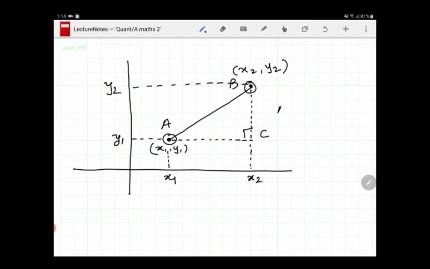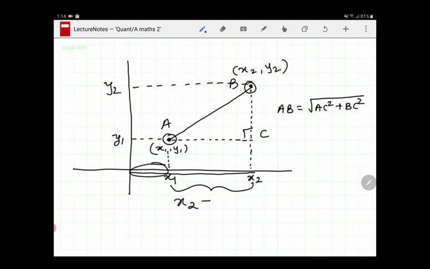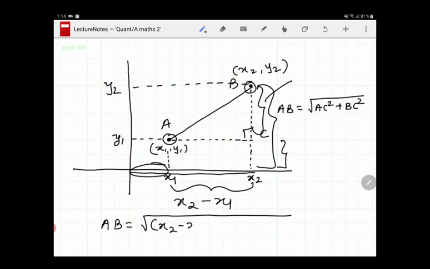Now, the length of AB is given by the root of AC square plus BC square. The length AC is nothing but the entire distance x2 minus this much distance x1. Similarly, the length BC is nothing but the entire distance y2 minus y1. So we get AB, the length between the two coordinates, as the root of (x2 minus x1) the whole square plus (y2 minus y1) the whole square. As you can see, this formula is nothing but the practical application of Pythagoras' theorem.